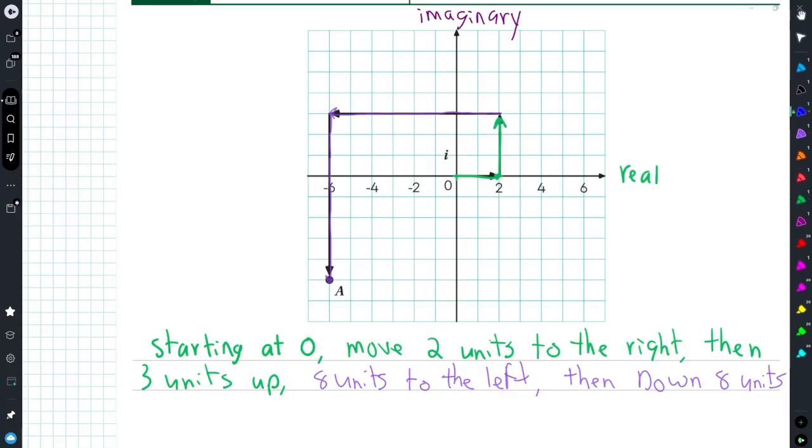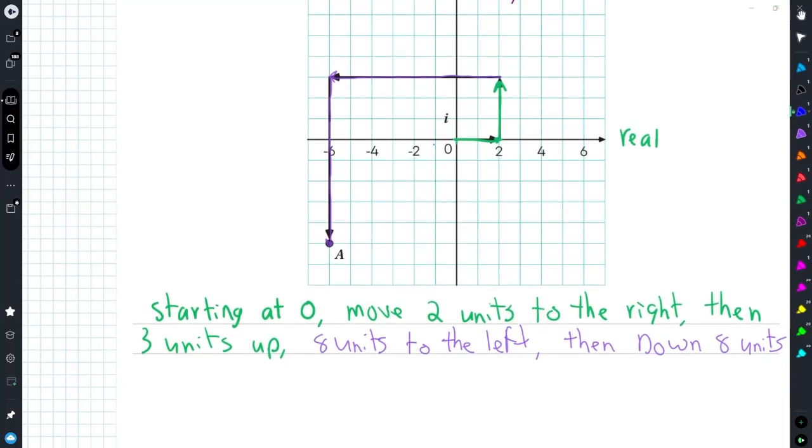Now, where did we end up? What is this complex number? So it's negative 1, 2, 3, 4, 5, 6. So a is negative 6, then 1, 2, 3, 4, 5 down, minus 5i. Again, it's not an xy coordinate pair. It is the complex number negative 6 minus 5i.